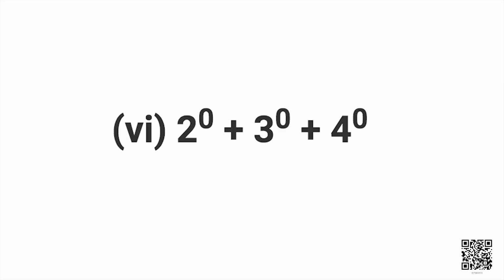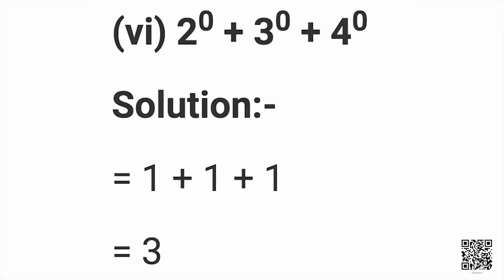So now with this, we are at exercise 13.2 and we will solve the second question of exercise 13.2 to strengthen our subject knowledge, which is: simplify and express each of the following in exponential form. Second question is 2 to the power 0 plus 3 to the power 0 plus 4 to the power 0. To simplify this students, we have learnt previously that any number raised to the power 0 is equal to 1. So the answer is 1 plus 1 plus 1, which is equal to 3.